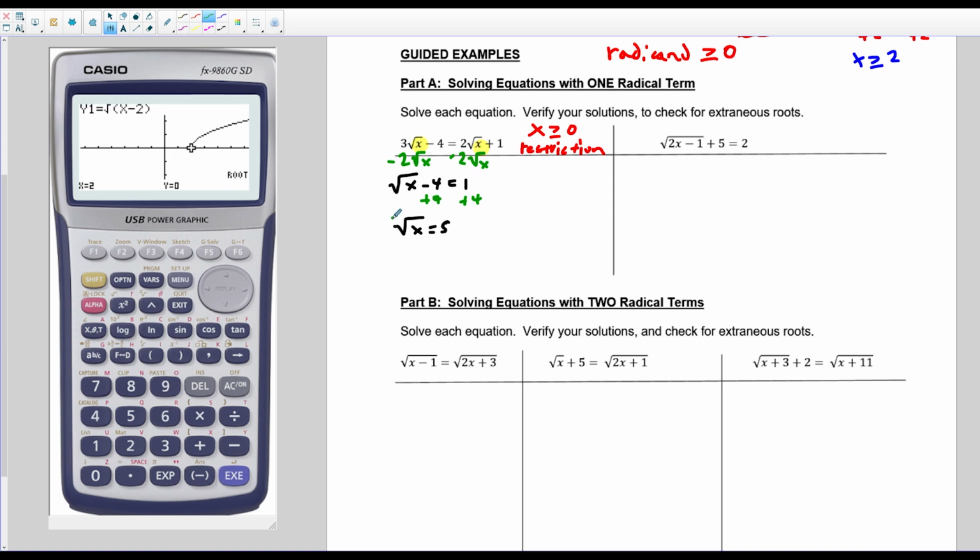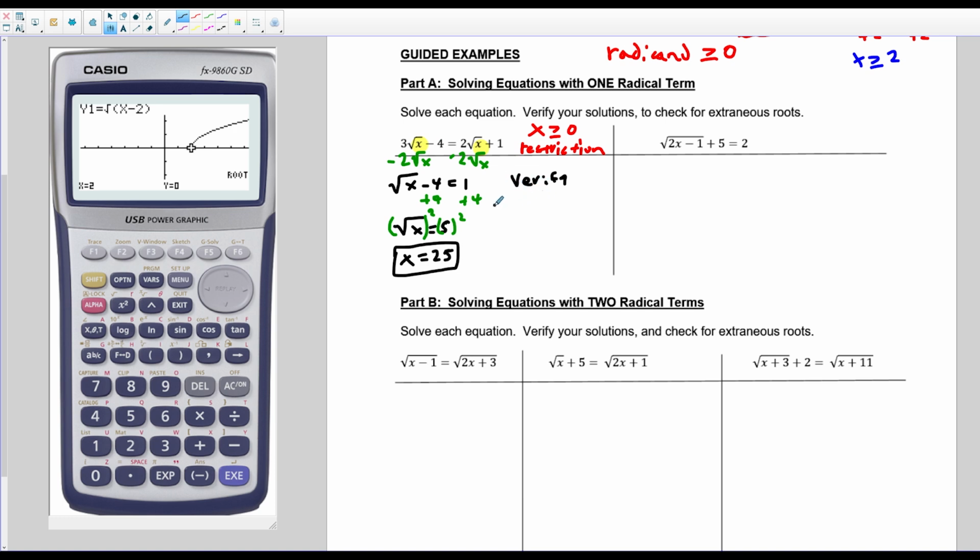My last step here is to square both sides because I don't want the square root of x, I want just x. So in order to get x, I'm going to square both sides. And we'll end up with x is equal to 25. So that is my current solution. But we want to make sure that we verify that this is correct. So let's go ahead and verify by plugging in this 25 back into our original equation.